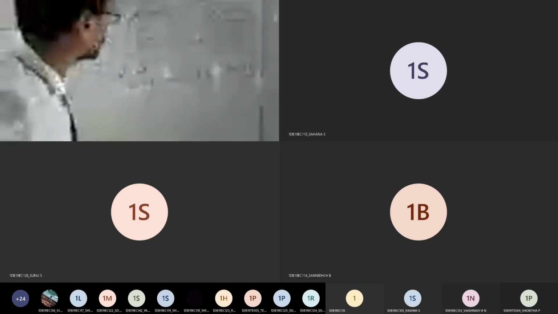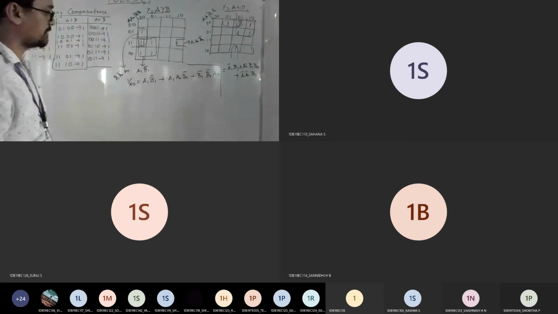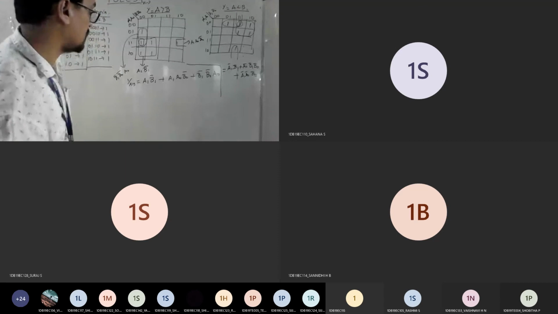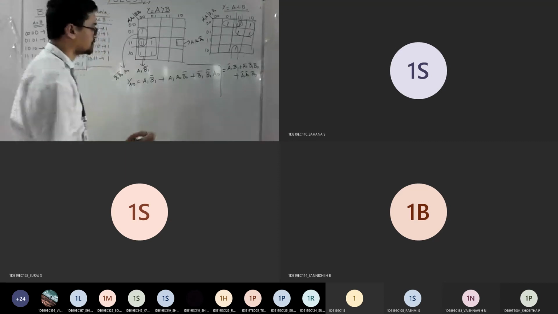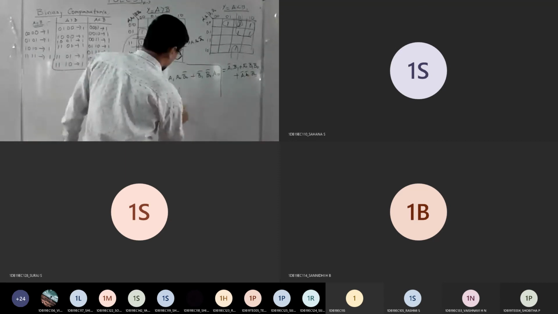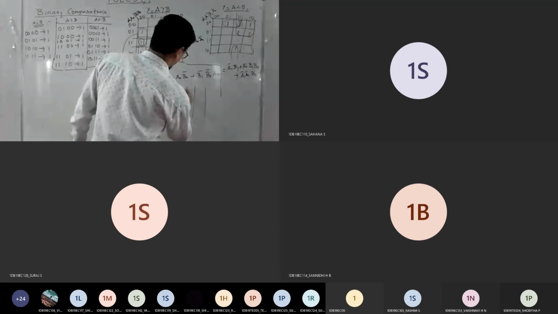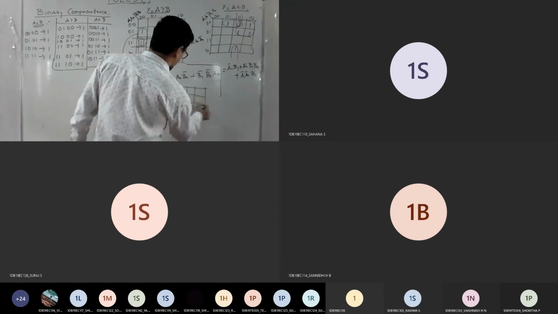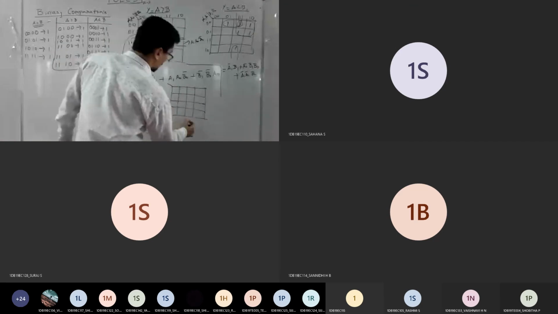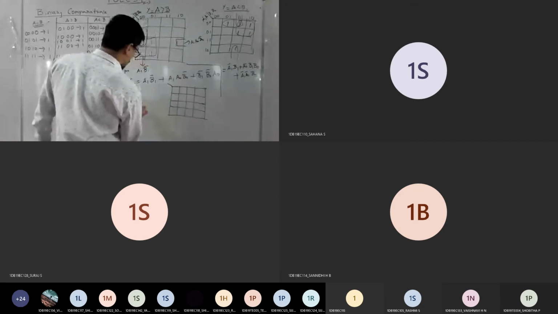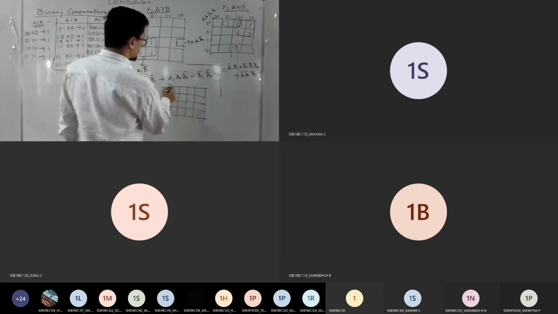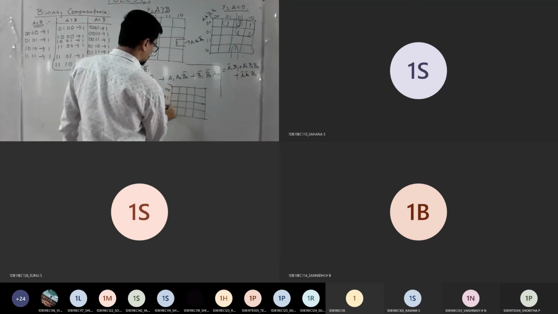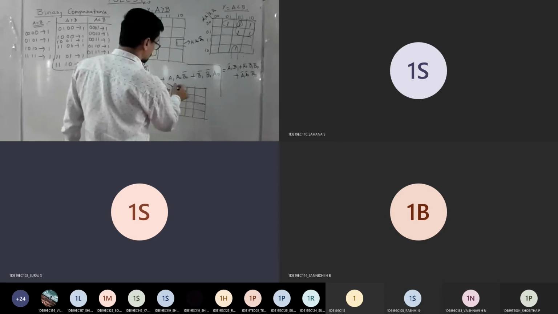Similarly, build for A equals B. Is it visible? So 1, 2, 3, 4, 5. Mark 16 cells again. Is it visible here? This is for your last combination, Y equals A equals to B. Where should I fill 1? 0 0. Diagonally, sir.